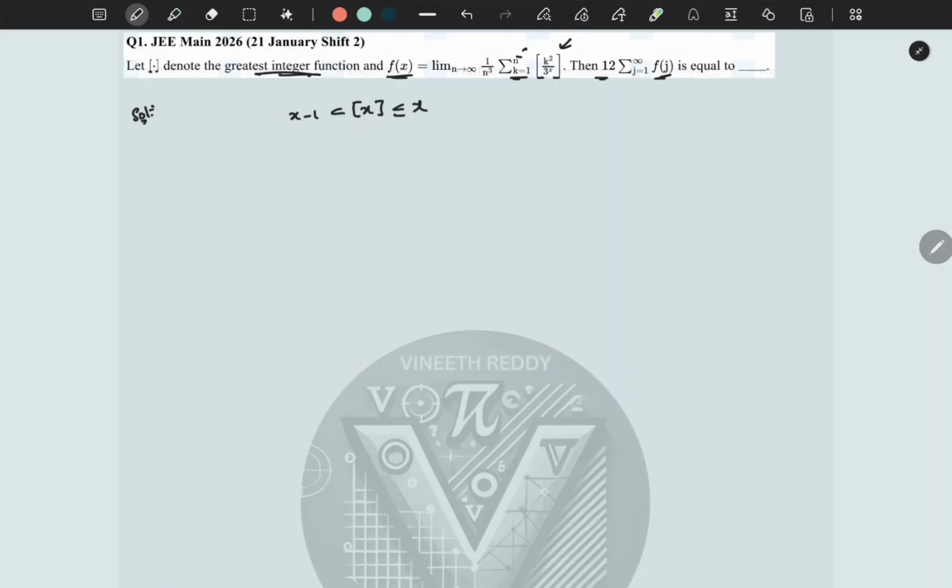That means we can write 1 by 3 power x minus 1 is less than greatest integer of 1 by 3 power x, which is less than or equal to 1 by 3 power x. And next we can write 2 square divided by 3 power x minus 1 is less than greatest integer of 2 square divided by 3 power x, and that is less than or equal to 2 square divided by 3 power x, and so on, right?